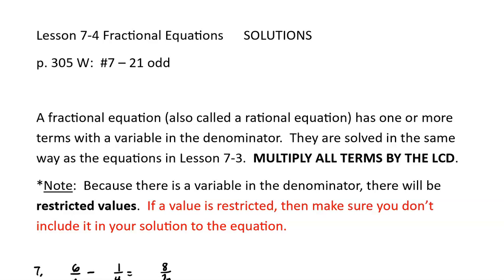A fractional equation is called a rational equation in some textbooks because it's made out of ratios, the word rational, the word ratio. Fractional equations have one or more terms with a variable in the denominator. They are solved in the same way as the equations in 7-3. You can multiply all terms by the LCD, changing it into an equation that has no denominators.